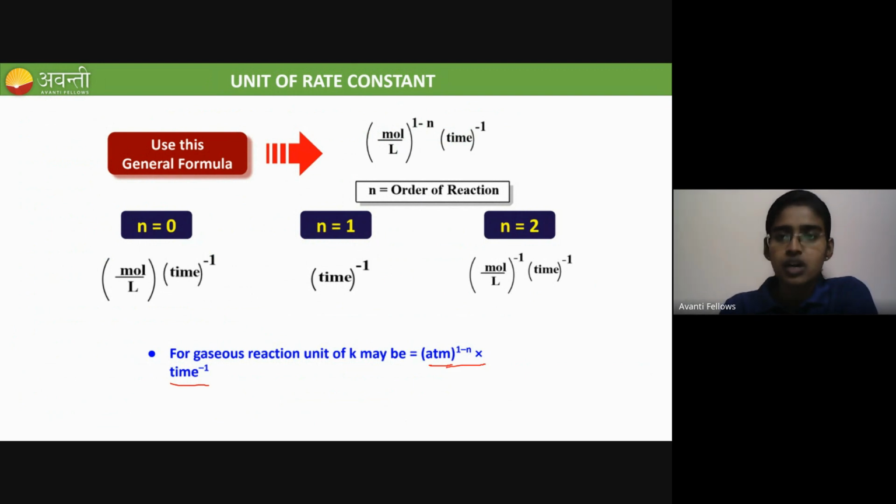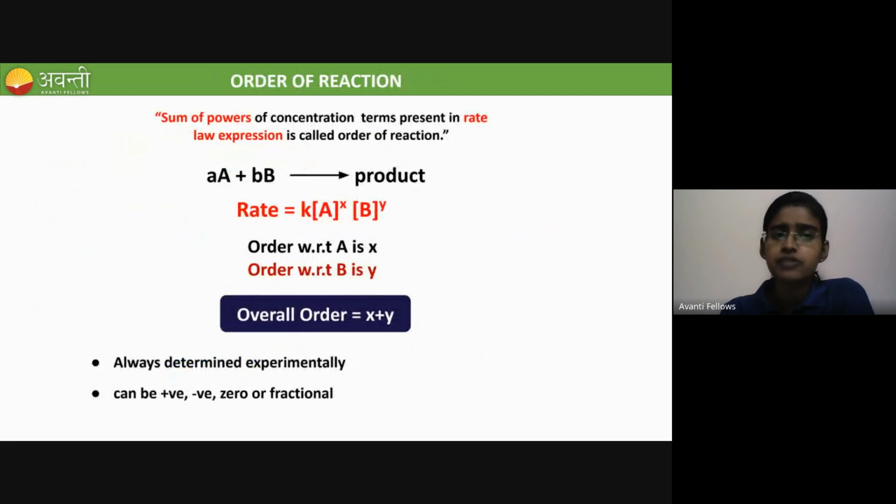Now coming to the order of reaction, the sum of the powers of the concentration terms present in the rate law expression is called the order of the reaction. So here we have aA plus bB giving product. If I want to write the rate equation for this, it is equal to k into A power x, B power y. So the order of the reaction with respect to A is x, and with respect to B is y. Now the overall order will be x plus y.